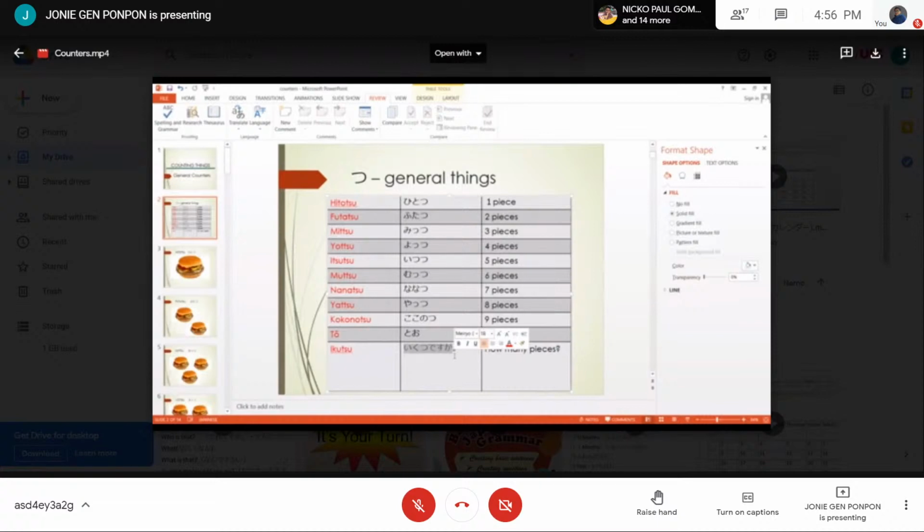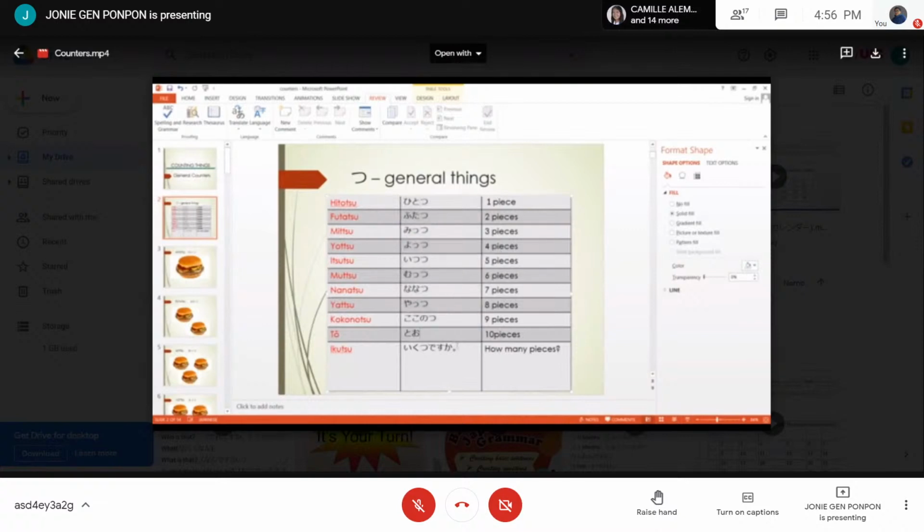But sensei, how about, let's say, 11 pieces? Is it juichitsu? Okay, but no. You can use suffix tsu only for 10 pieces. Hanggang 10 pieces lang siya. So that's 1 piece to 10 pieces only.